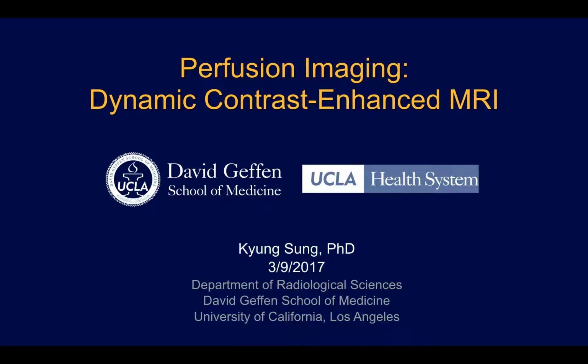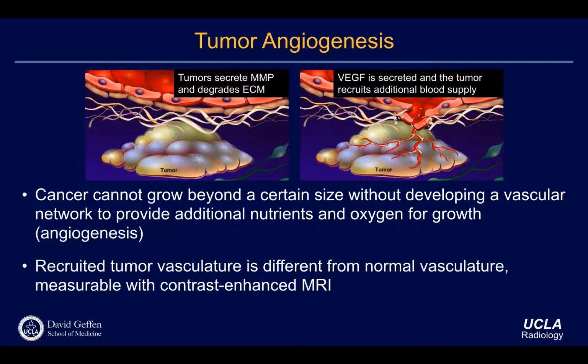So today I'll be talking about perfusion imaging, particularly a technique called dynamic contrast enhanced MRI. This is basically when you have a contrast agent injection and then try to look at how the tissue behaves. The technique is really popular for cancer imaging. Whenever you have cancer imaging, perfusion or DCE-MRI is one of the major components.